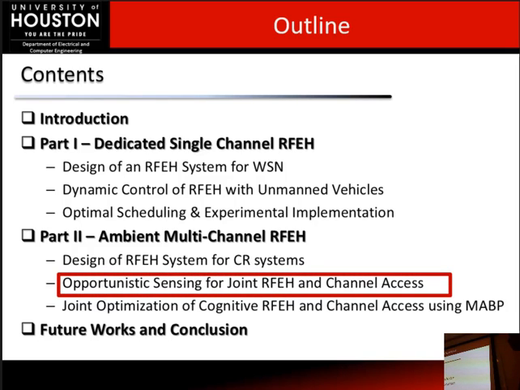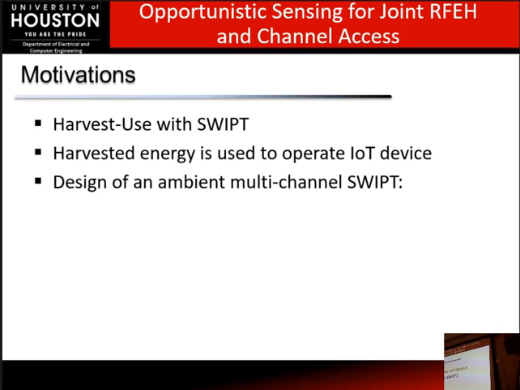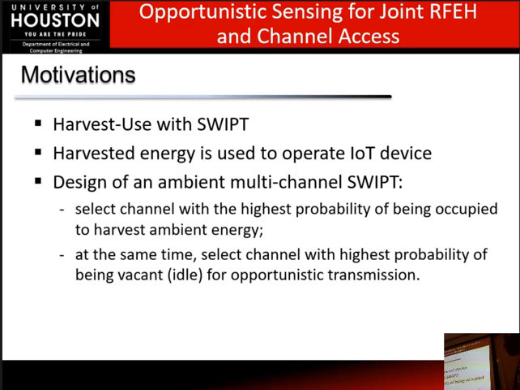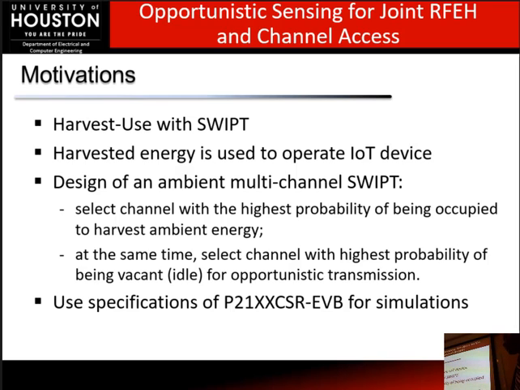So next, I will show the design of a sensing strategy for a harvester use scenario. So I will use SWIPT that I explained earlier, where the harvested energy is used to operate a low power device. The goal is to design an ambient multi-channel SWIPT that can select one channel that has the highest probability of being occupied, which we can use to harvest ambient energy. And at the same time, we need to select one channel that is free, that we can access and send information on for opportunistic transmission. And for the simulation, I use the specification of the PowerCast board.